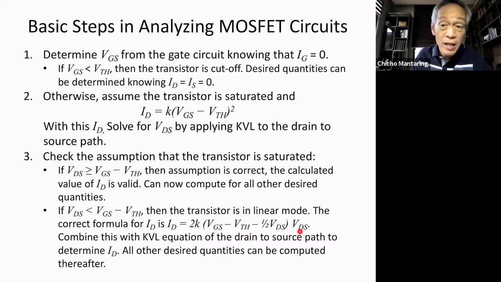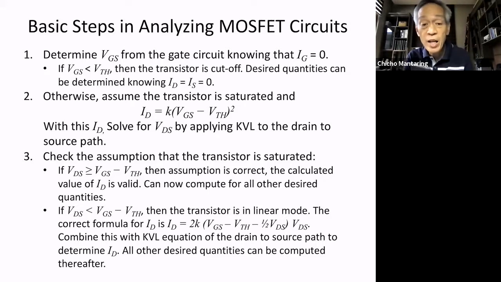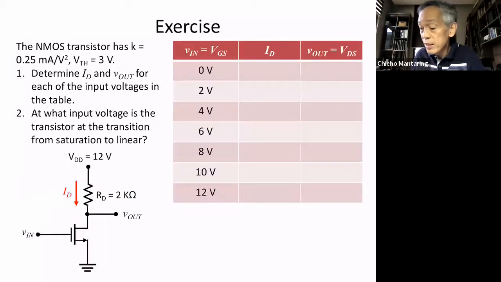Unfortunately, if we use this formula, ID now is a function of VDS. No? Di kagaya dito, ID is not a function of VDS. So you're going to end up having to solve two equations in two unknowns because you're going to have to combine this with the KVL equation of the drain to source path.